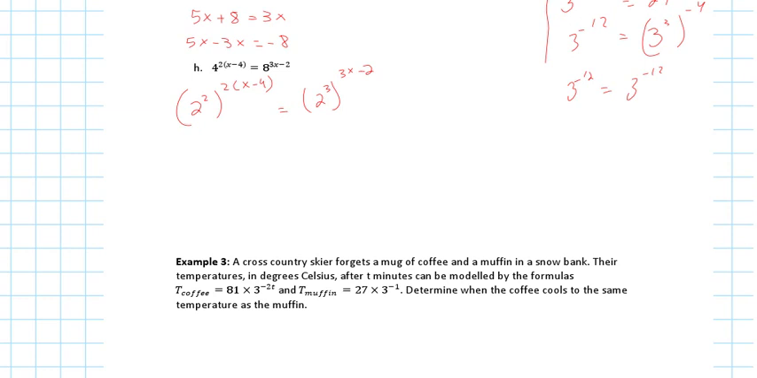All right. Now, we learned that when I have a power to the power, what do I do? Multiply. So that means I have to multiply the 2 by the 2x minus 4, and I have to multiply the 3 by the 3x minus 2. So I'm going to keep my base, and it's going to be 2 times 2, which is 4x minus 4. Do you see that?